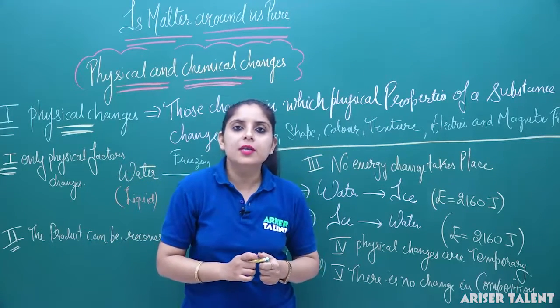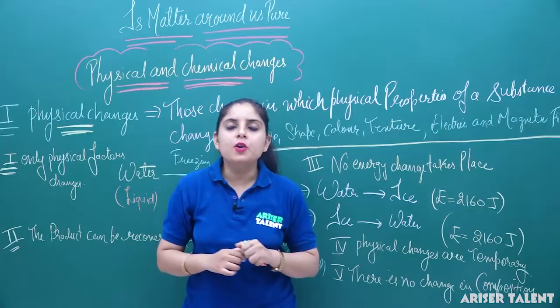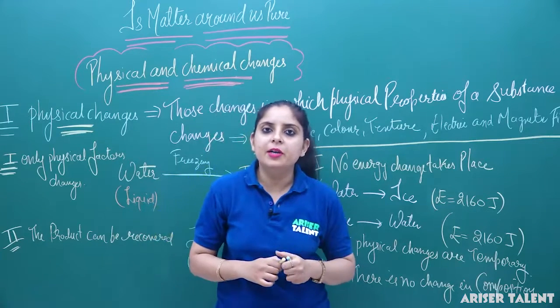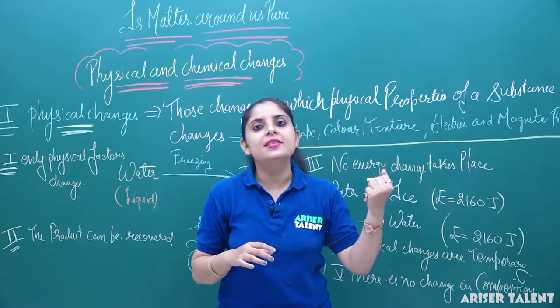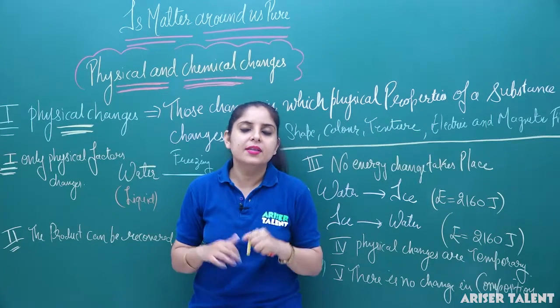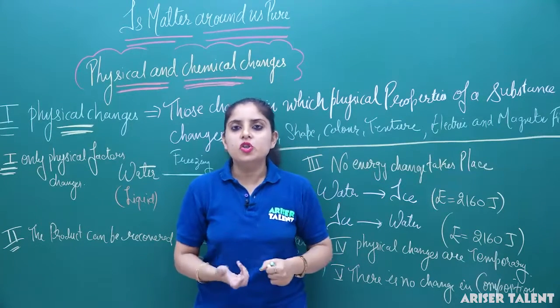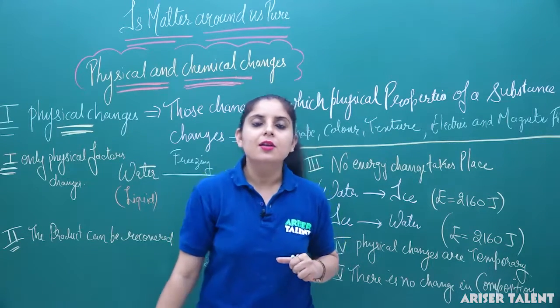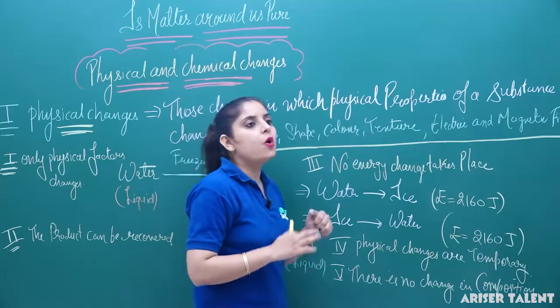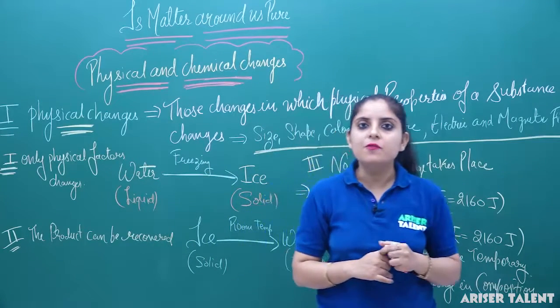Suppose you are using 1 kg of water or 1 liter of water to convert it into ice. If you are again melting that ice, you will get a similar amount of the water you are using. There is no change in the composition of a substance. So the composition is still going to remain the same here. Clear? So these are some of the properties or the definition we have seen about the physical changes.